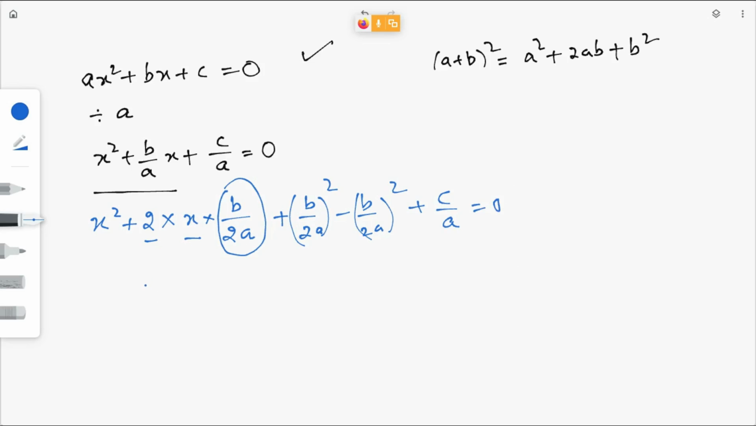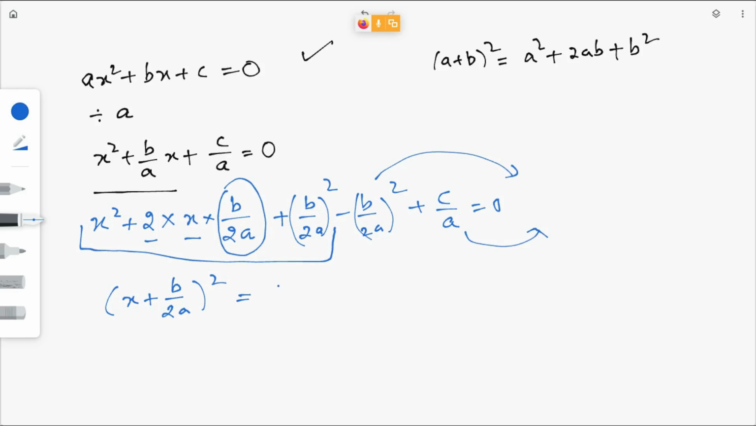Any questions? Any confusion? Now this one can be written as x plus b by 2a whole square. Now take these two terms to the RHS. So you will get b square by, what is 2a whole square? 4a square, minus c by a, right?